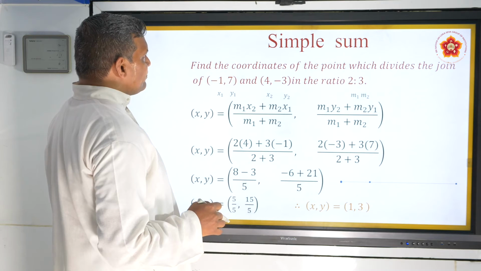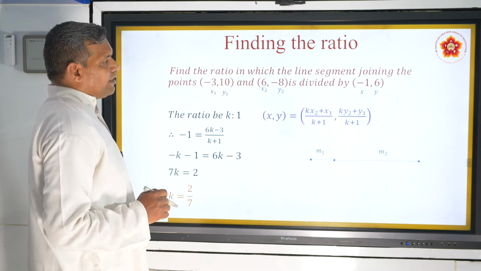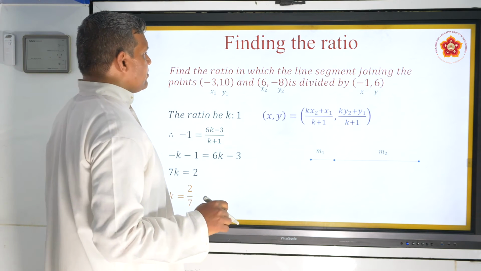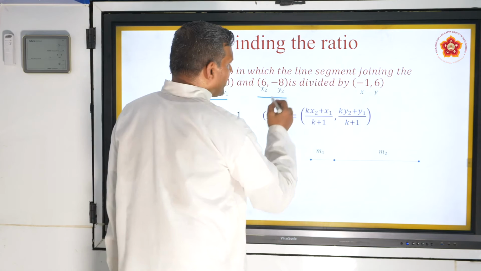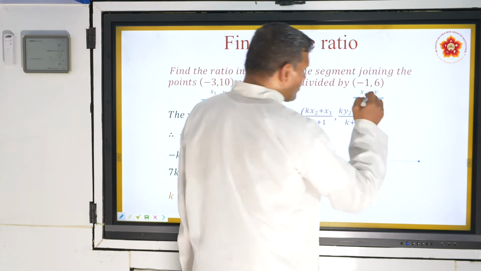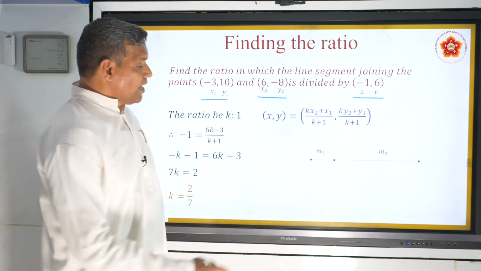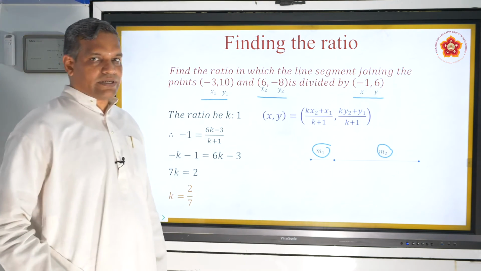So this is finding the ratio. Okay. What are they actually asking? Look into it. They have given one point, they have given another point, and that line is also divided by the dividing point, which they have also given. What they are asking is to calculate the m1 and m2 ratio, in what ratio it is getting divided.